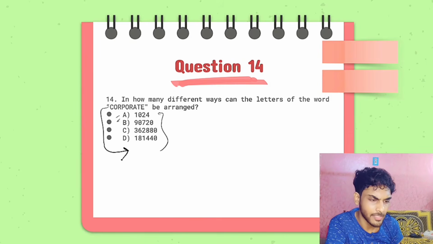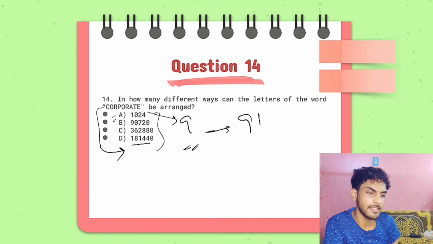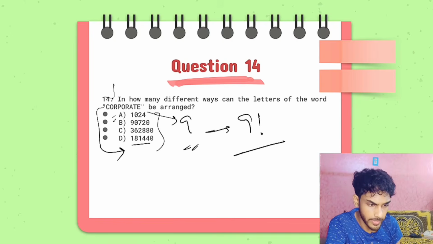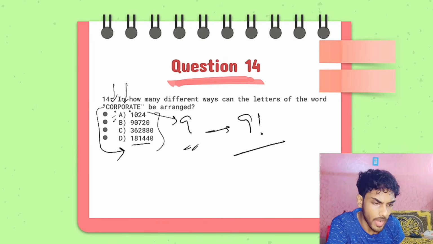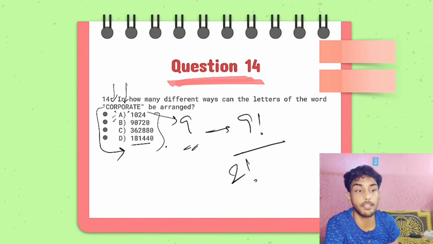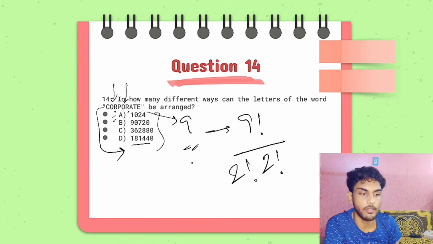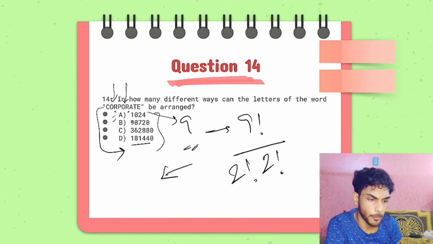So corporate has 9 letters, so the way you can arrange it is 9 factorial. This much you know, it's very easy. Now the twist is that there are 2 O's and 2 R's. For the 2 O's we write 2 factorial because it's common and appearing twice. Same for R, appearing twice, so we write 2 factorial once again. If you solve this, the answer is option B, 90720.